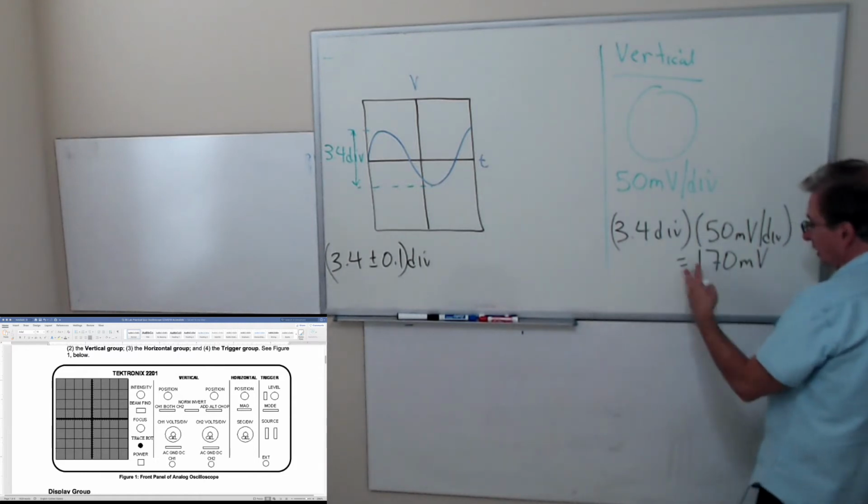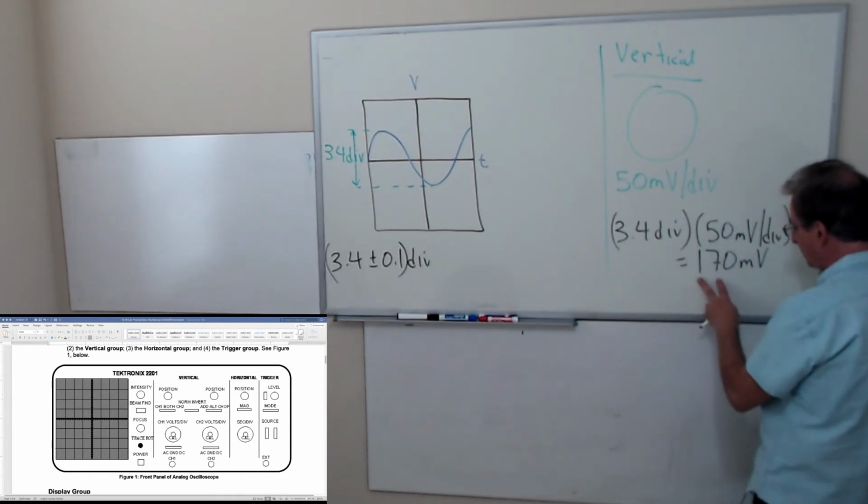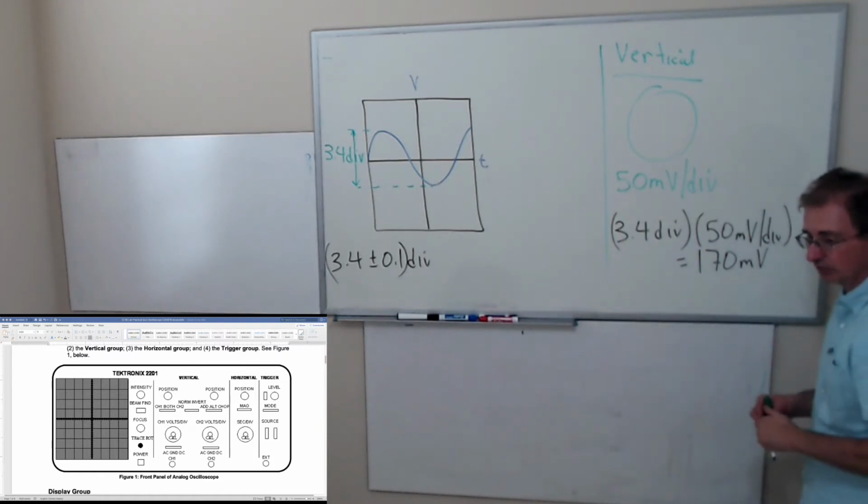So right now, this is really a number with 2 sig figs. So I'm going to estimate, I'm going to guess that this is 170 plus or minus 10 millivolts. Of course, if I do error propagation, I'll get a better value.